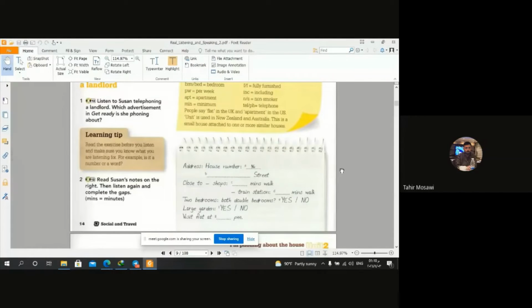Hello. I'm phoning about the house in Glen Eden that's advertised in the paper today. Yes? I was just wondering where it is exactly. 36 Arawa Street. Sorry, 36. Arawa Street. A-R-A-W-A. It's number 36. Oh, okay. The ad says it's close to the shopping centre and train station. How far away are they? Yeah, it's really close. It's probably about a 10-minute walk to the shops and 5 minutes to the train station.